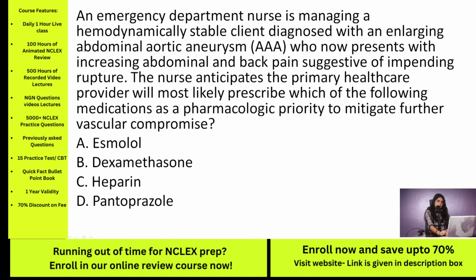An emergency department nurse is managing a hemodynamically stable client diagnosed with an enlarging abdominal aortic aneurysm who now presents with increasing abdominal and back pain, suggestive of impending rupture. The nurse anticipates the primary healthcare provider will most likely prescribe which of the following medications as a pharmacologic priority to mitigate further vascular compromise?